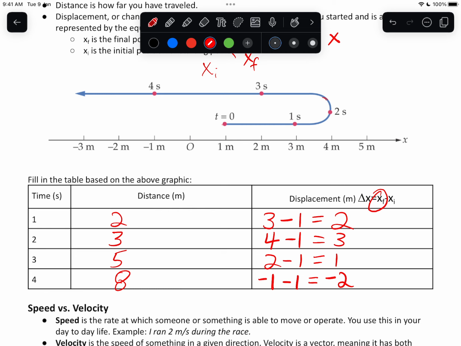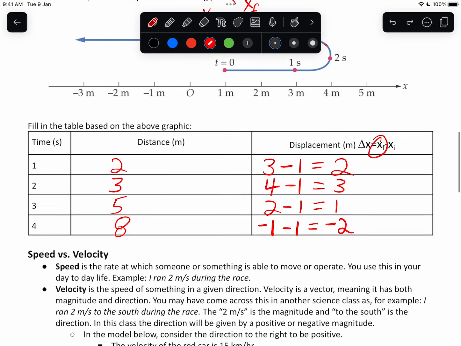Now in physics, we're going to use negative a lot. It doesn't mean less. Like in math, you use it a lot for less. It doesn't mean less in physics. It just means in the other direction. So if I started here, it's saying my displacement is -2 from where I started. Oh, so 1, 2. And that's how I got to -1. All right, I hope that makes sense.